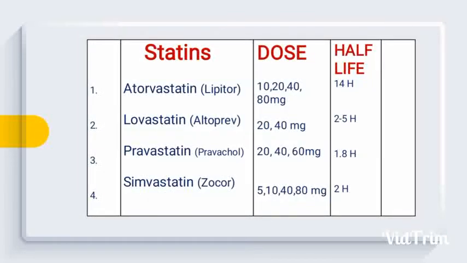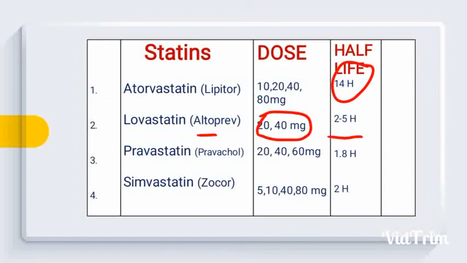The following are the statin drugs: atorvastatin, lovastatin, pravastatin, simvastatin. Atorvastatin is also known as Lipitor. The doses to be taken are 10, 20, 40 and 80 mg. The half-life of atorvastatin is 14 hours. Lovastatin is also available as Altoprev. The doses are 20 and 40 mg. The half-life of lovastatin is 2 to 5 hours.